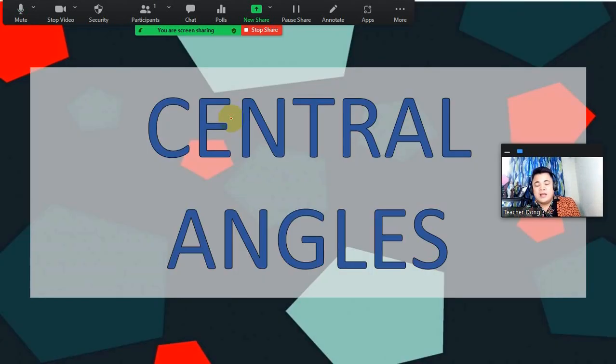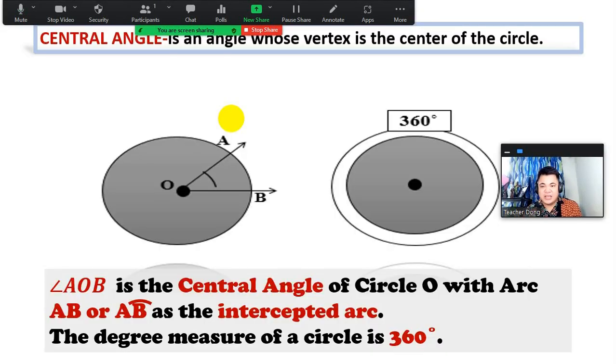Alright? Next, let's have the second part, central angles. But before that, let's define what a central angle is. A central angle is an angle whose vertex is the center of the circle. So just like what you are seeing, angle AOB is what we call the central angle because, as you can see, the vertex is the center of the circle. Angle AOB is the central angle of circle O with arc AB as its intercepted arc. So this is the central angle and the corresponding arc is what we call the intercepted arc.